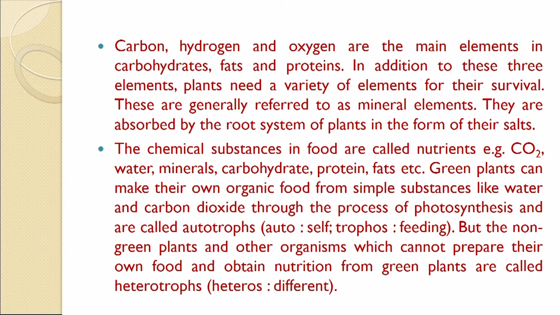We all know that green plants can synthesize their own food through the use of water and carbon dioxide. That's why they are called autotrophs. And other organisms like human beings and deer all depend on plants. For this reason they are called heterotrophs.